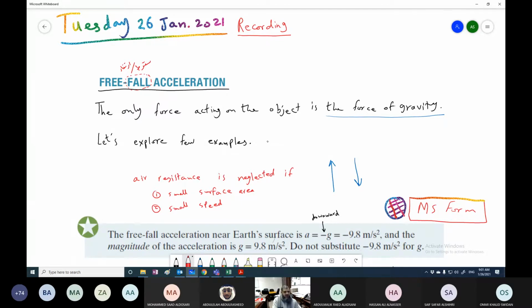If you throw or you release an object and it moves down, so V0 is equal to 0, this is a free fall. Or you throw an object downward with V0, which is negative, less than 0. Or if you throw an object up with V0, which is positive, and it will go up and comes down. All of these 3 examples are free fall.